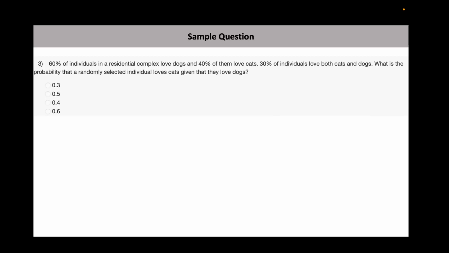60% of individuals in a residential complex love dogs, and 40% of them love cats. 30% of individuals love both cats and dogs. What is the probability that a randomly selected individual loves cats given that they love dogs? Your options are 0.3, 0.5, 0.4, and 0.6. I'll give you 2 minutes. If you know the answer, you can solve it.